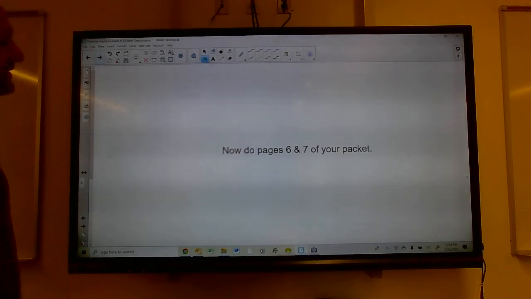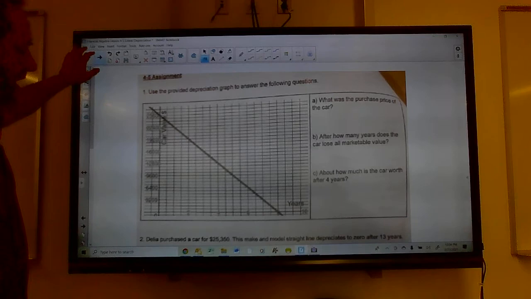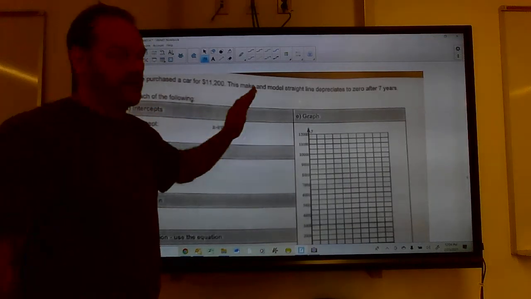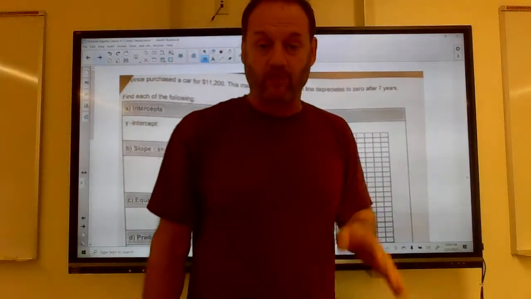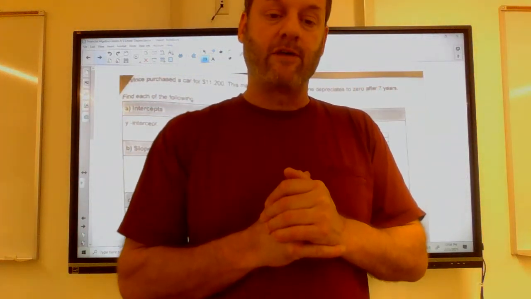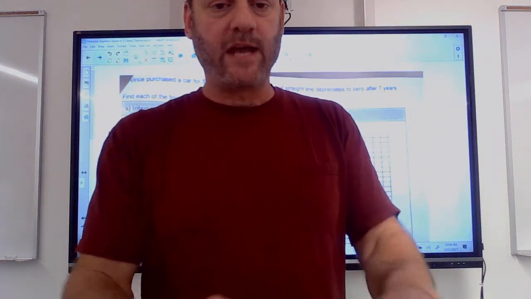Okay, so you're going to do pages 6 and 7 of your packet. Here's page 6. Here's page 7. They're not 100% clear on here, so I put the actual pictures on Google Classroom so that you can have something nice to look at. And good luck with that, and I'll see you next time.